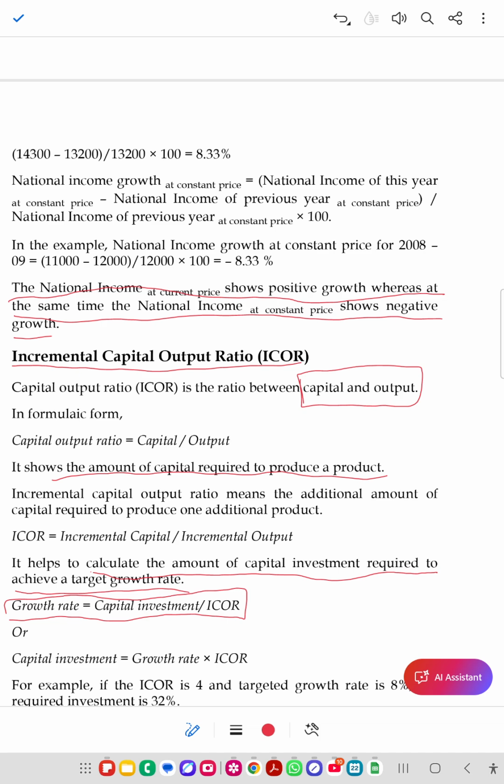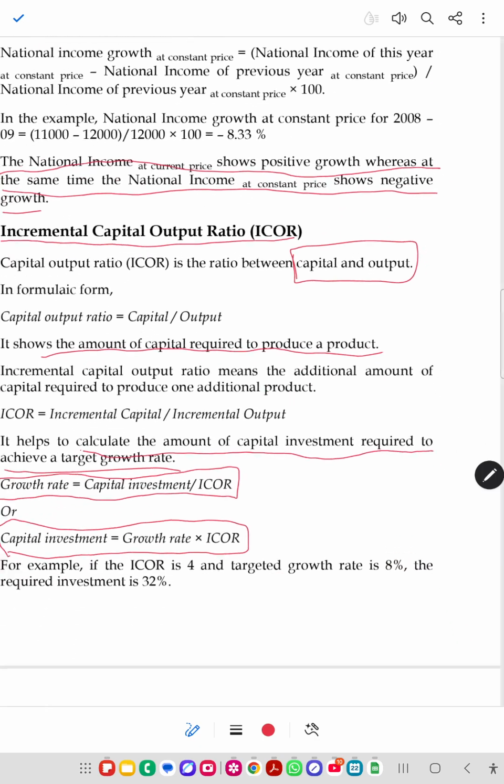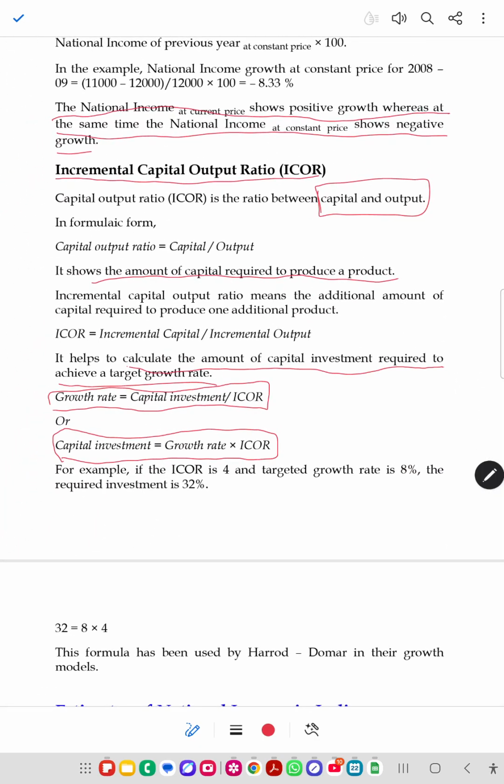Capital investment is equal to growth rate times the incremental capital output ratio. For example, if the ICOR is 4 and the targeted growth rate is 8, the required investment is 8 × 4 = 32%.